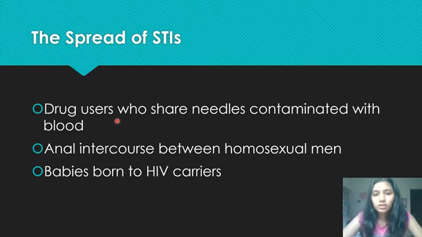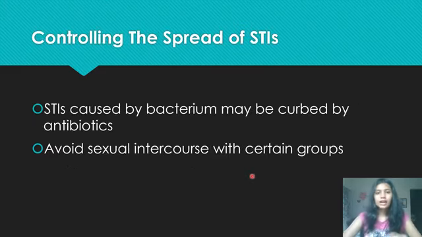Two is anal intercourse between homosexual men, and three is babies born to HIV carriers. So you just need to know these three. Usually this comes for 3 markers, so I think you should know all three. We will get into it again. Now, to control the spread of STIs, avoid sexual intercourse with certain groups.